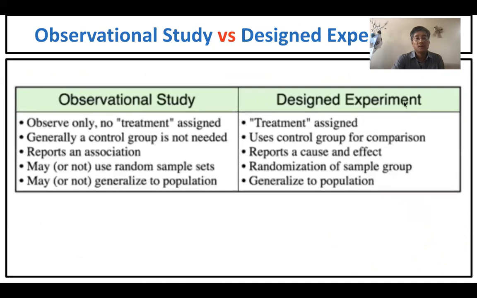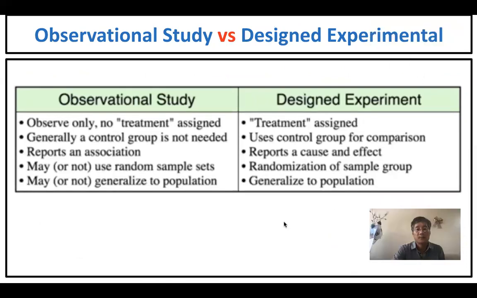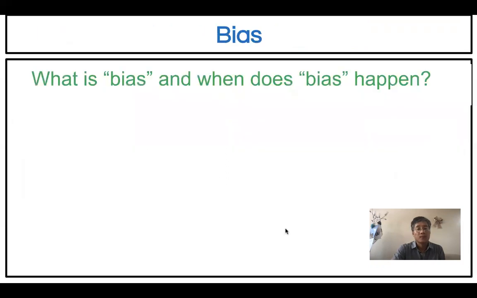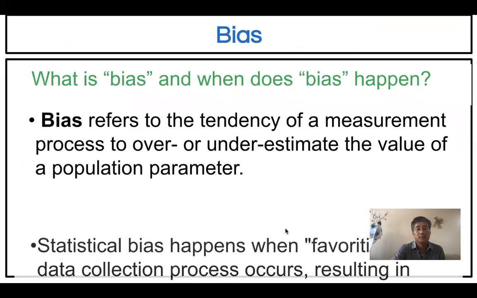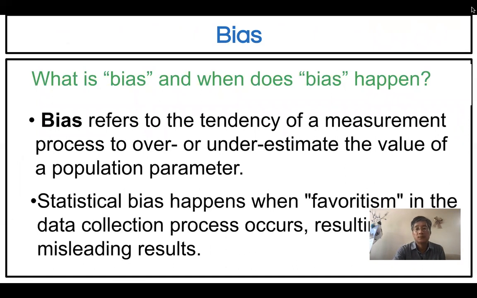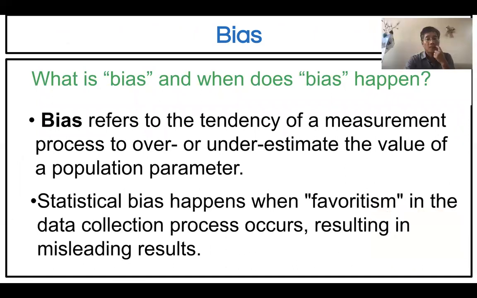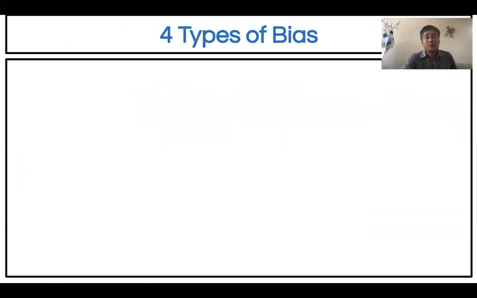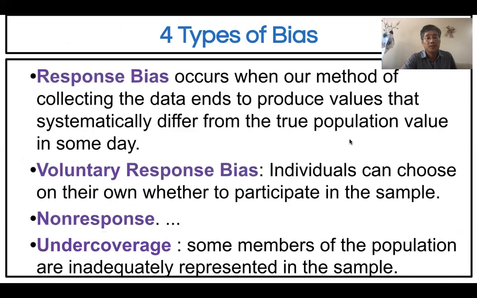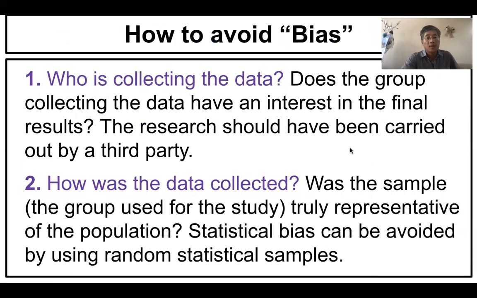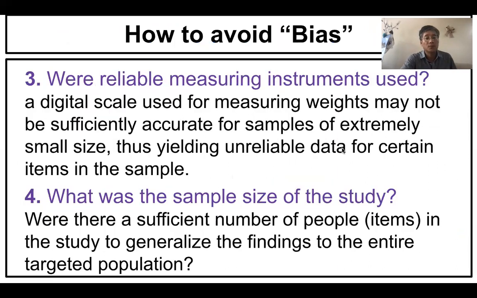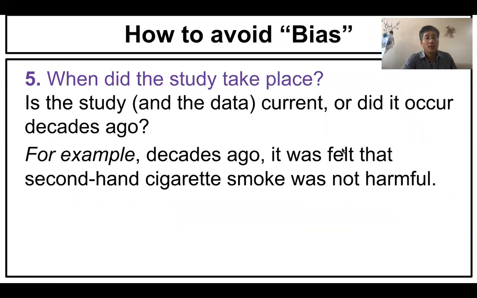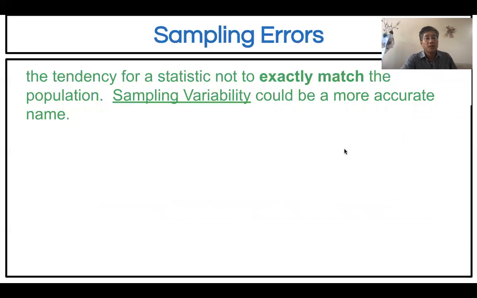So observational study versus designed experiment. What's bias? There are 4 types of bias: response bias, voluntary response bias, non-response, and coverage. And how to avoid this bias? 1, 2, 3, 4, 5. And then sampling errors.